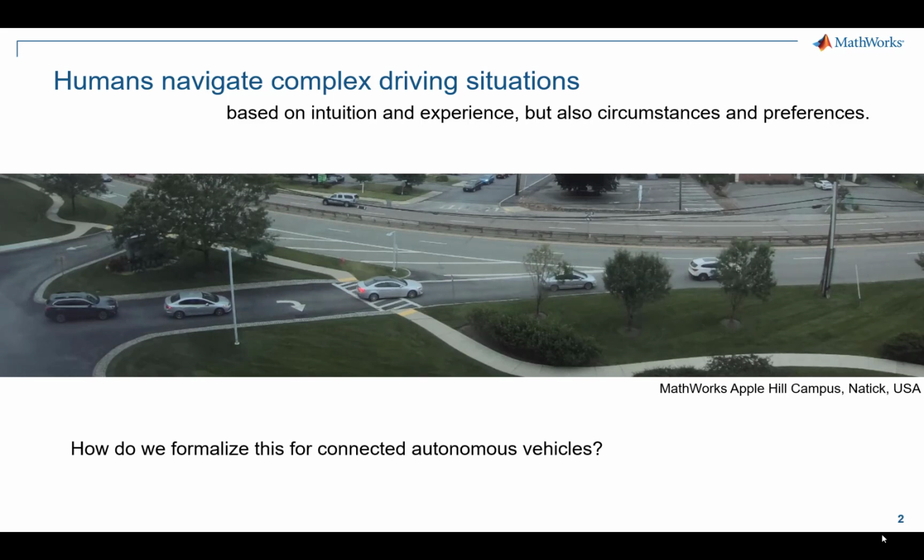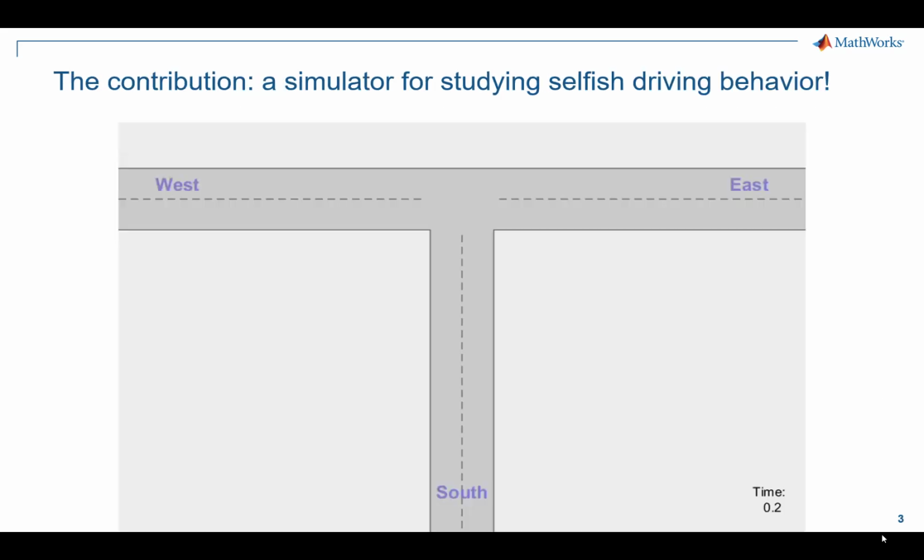So let me show you the contribution of this paper. This is the simulator we have built for studying selfish driving. And the two colored cars you see here are driving selfishly, and they're basically requesting access to the intersection, and the other white cars are slowing down for them. So let's look at it once again. All right, so there's a lot going on behind the scenes, so let's unpack a little bit what's going on.